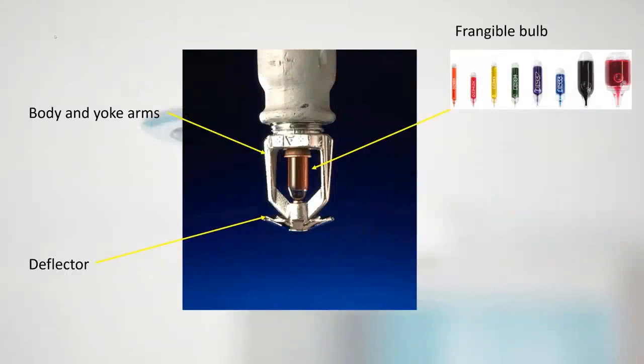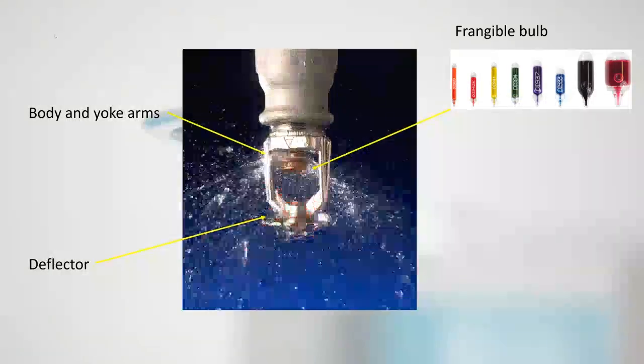What you get is a sprinkler head like this, and the head will comprise of a body, yoke and arms. You've then got a frangible bulb inside which holds back a brass seating. Now that brass seating's got a little rubber ring in it, and that holds back the pressure in the pipework. And then at the bottom of it you've got a deflector, and that comes in a whole array of different shapes and sizes. I think we'll touch on that later.